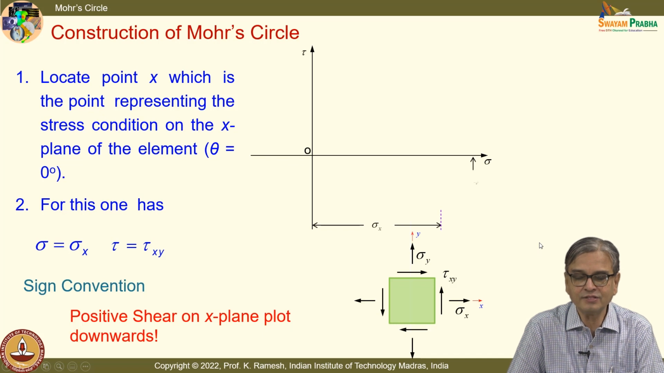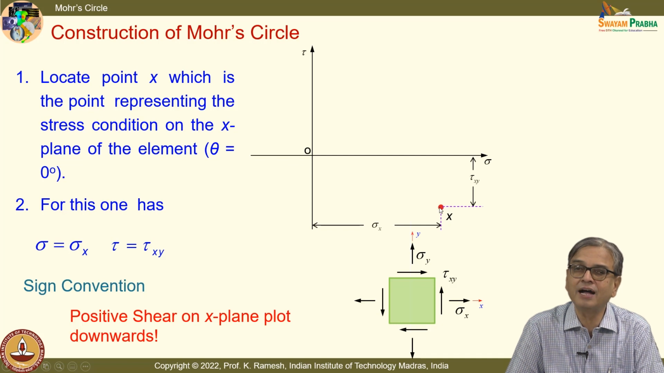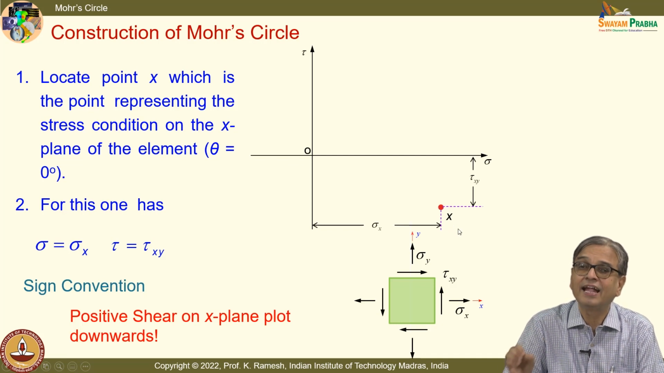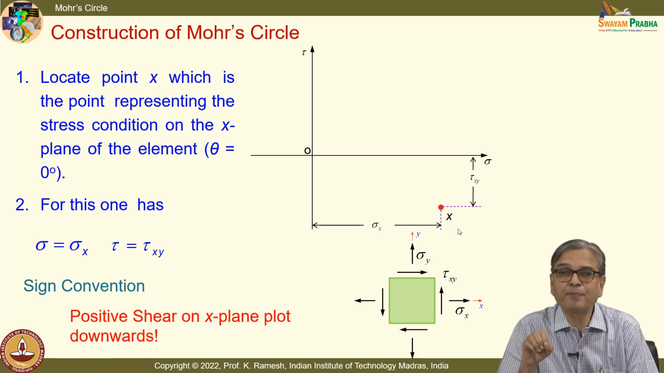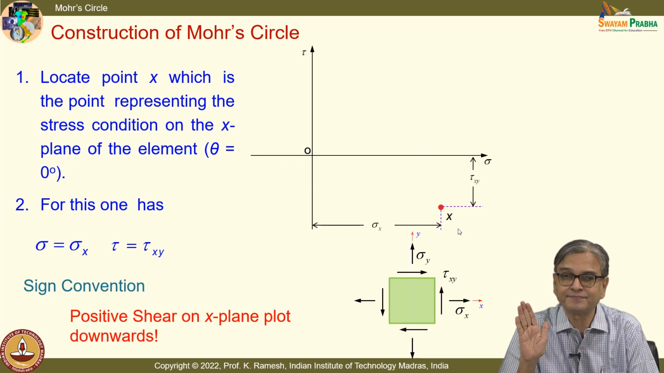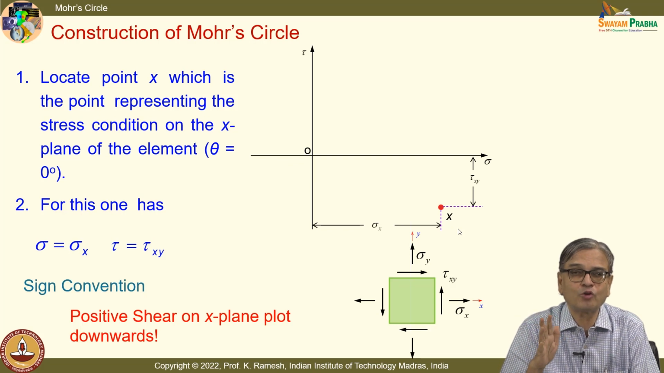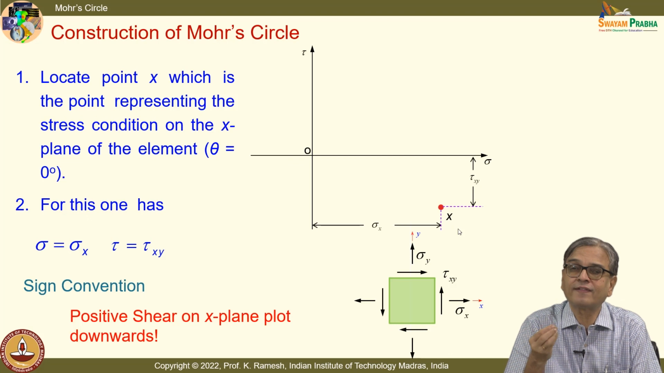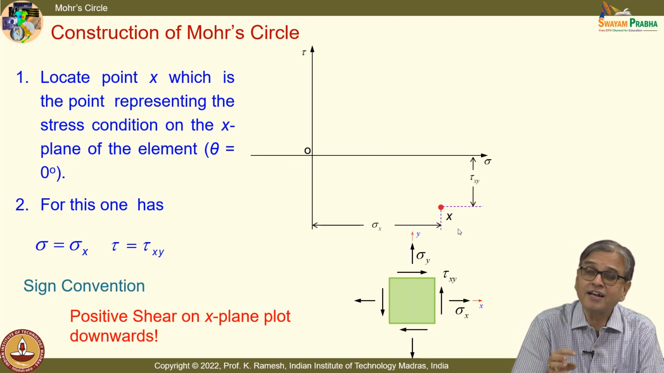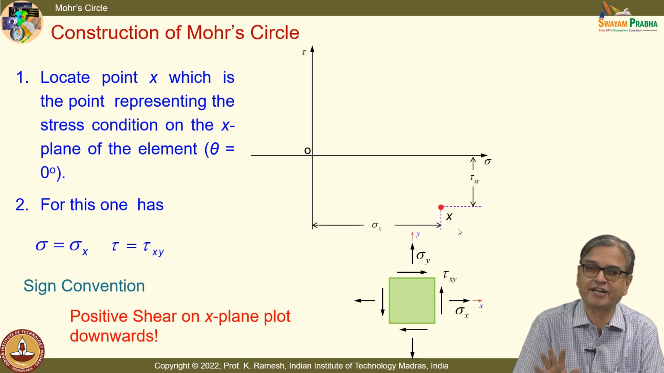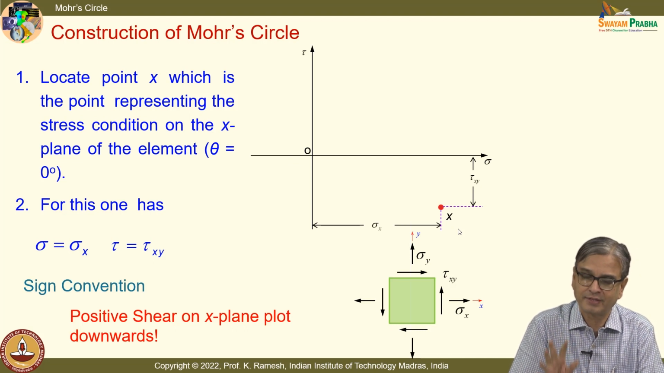So when I use that convention, I will mark tau xy like this, and I will have the point marked, and this is the X plane. So on a Mohr circle, if you take a point on the circle, each point represents a plane passing through the point of interest. See, when you want to plot a circle, what all you need? You need to know what is the center. You need to know what is the radius. These are determined by the stress state. That is what you have to appreciate.